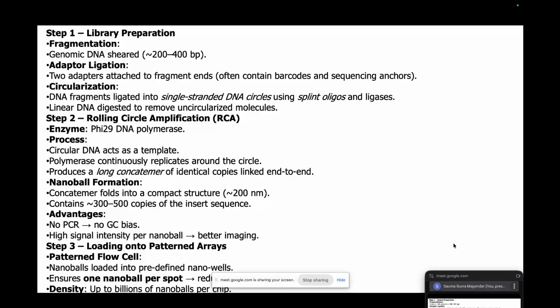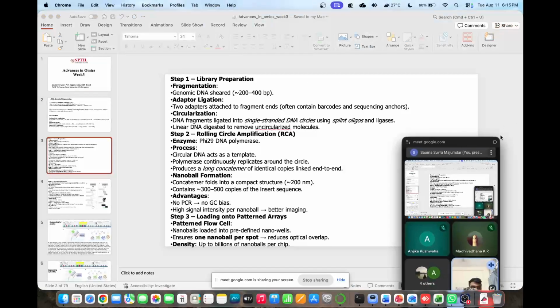The next part, which is the important one, is the circularization. The DNA fragments are ligated into single-stranded DNA circles using splint oligos and ligases. So basically what they do is they make it into single strand DNA.